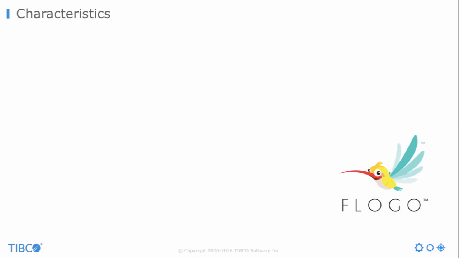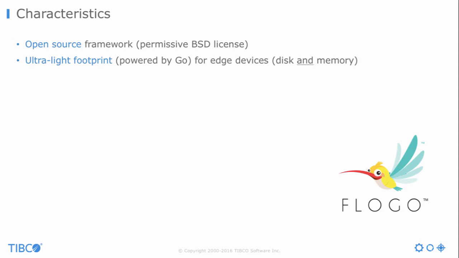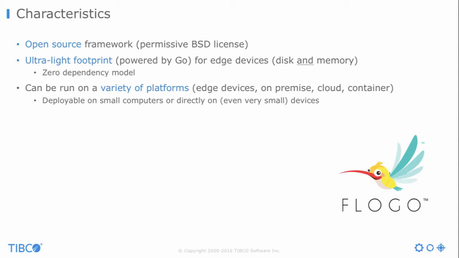So some more characteristics of Flogo. Once again, important to highlight, it's open source under the permissive BSD license. It's an ultralight footprint because it's powered by Go for the runtime engine for edge devices. This is important for both disk and memory consumption, with its zero dependency model, as I already discussed, and it can be run on a variety of platforms.